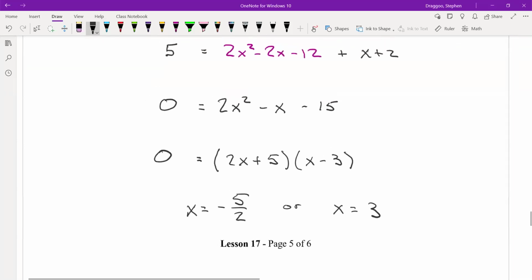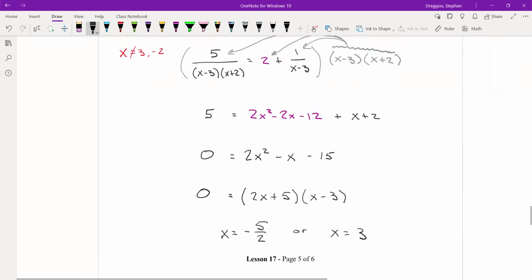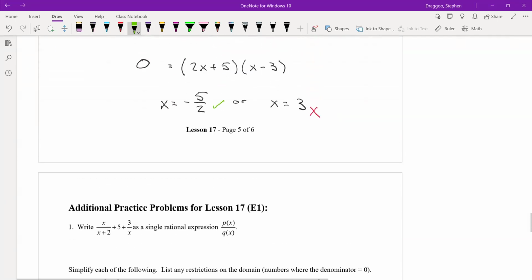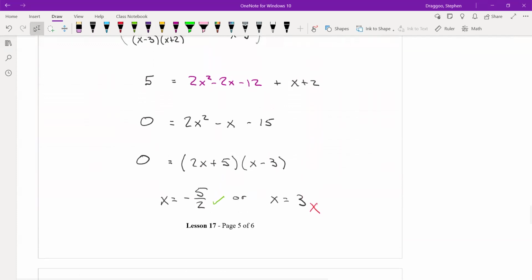Now, check both of these numbers against our original domain. I said that x was not allowed to be 3 or negative 2, which means x cannot be 3. This solution on the right is extraneous, so that can't be it. But the one on the left is fine. Negative 5 halves is not negative 2, nor is it 3. So that solution works. Only one of our two end up working. Okay, and that's the end of E1.